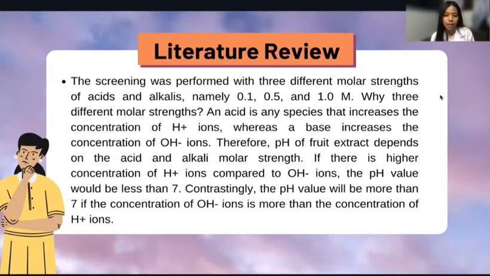Well, as we all know, an acid is any species that increases the concentration of hydrogen ions, and a base increases the concentration of hydroxide ions. Therefore, pH of fruit extract depends on the acid and alkaline molar strength. So, for example, if there is higher concentration of hydrogen ions compared to hydroxide ions, the pH value would be less than 7, which means that it is an acid. Contrastingly, the pH value will be more than 7 if the concentration of hydroxide ion is more than the concentration of hydrogen ions, which means that it is a base.